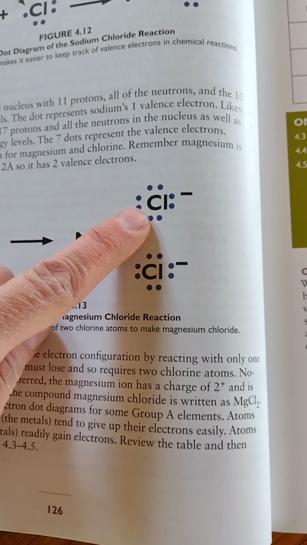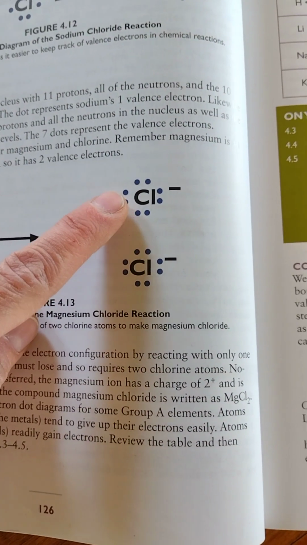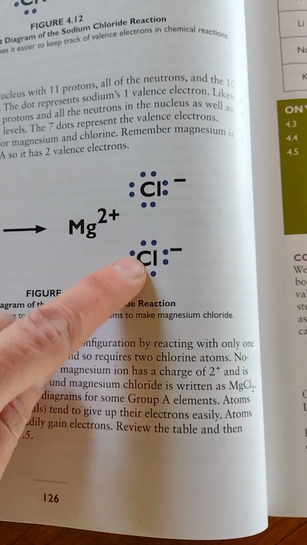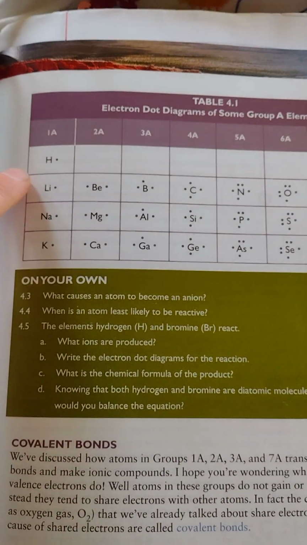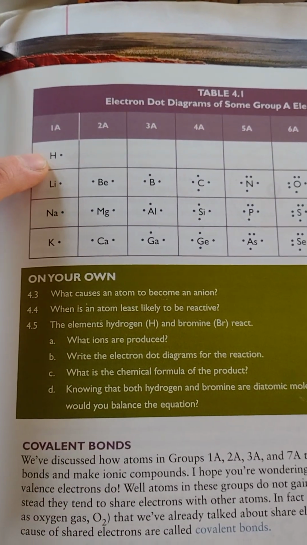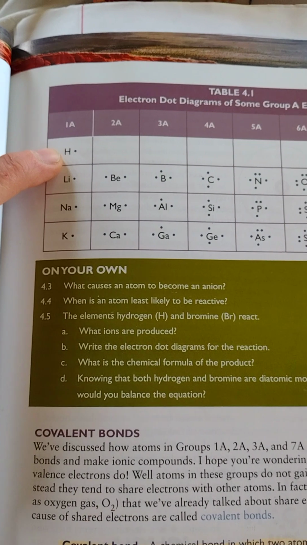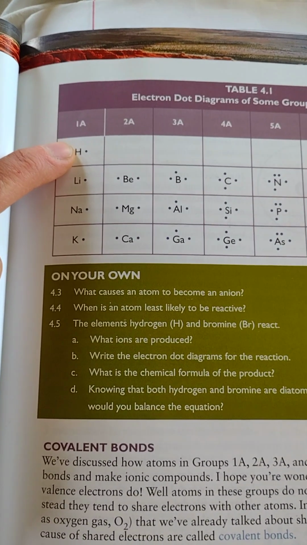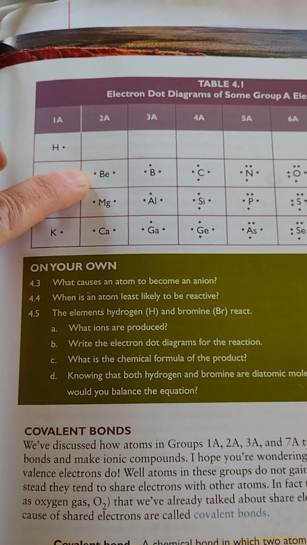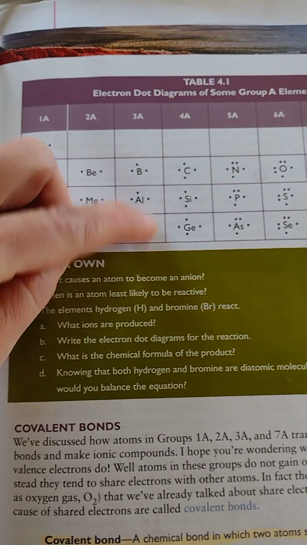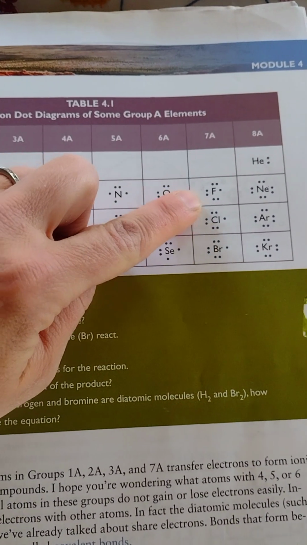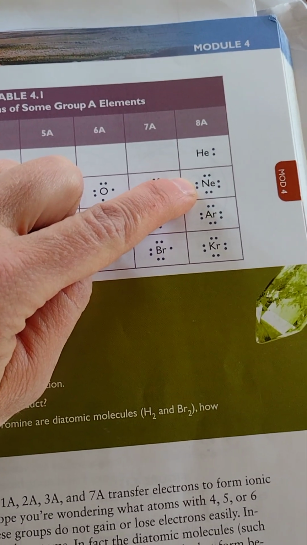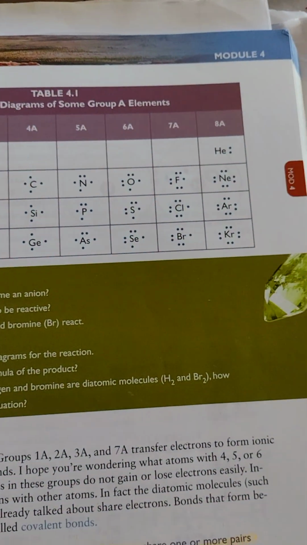And the chlorine becomes negatively charged because it's gained an electron and gained an electron. Your book has this nice table to show you how to draw the electron dot diagrams for different elements. Whenever they have 1 valence electron, that's how you're going to draw it. 2 valence electrons, 3 valence electrons, 4, and then you're going to kind of start matching them up in pairs. These are the noble gases, so they'll have 8 around them in pairs.